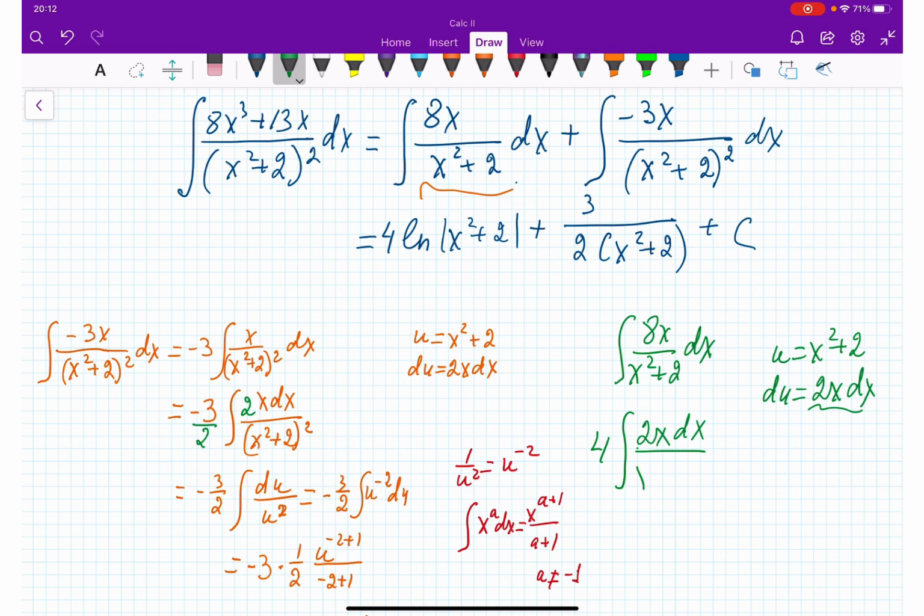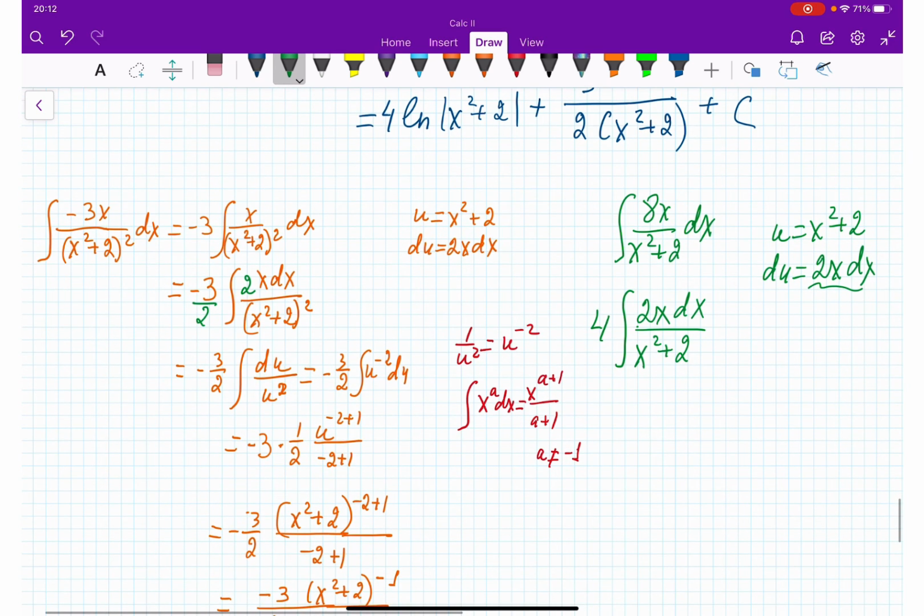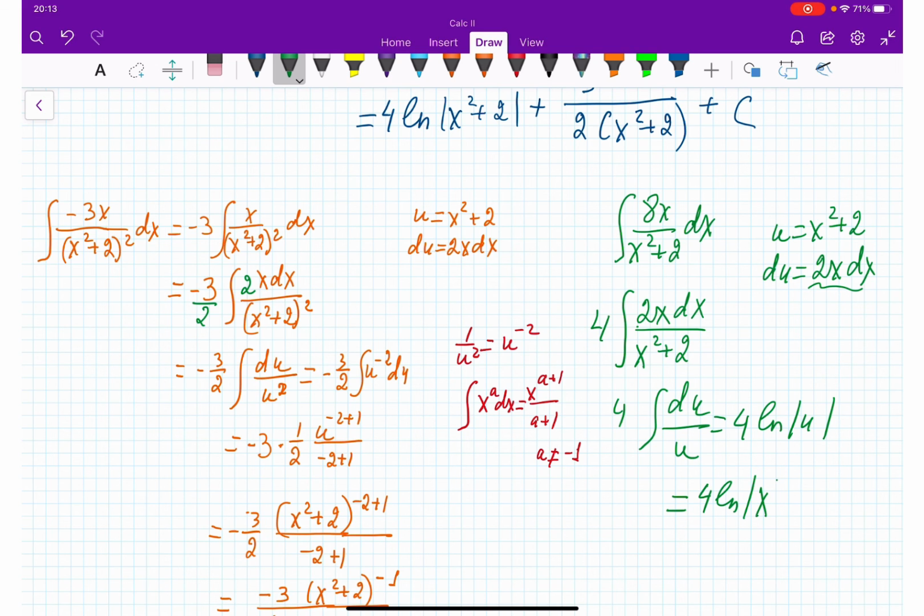Okay, and I will have here x squared plus 2, which means we are going to get 4 times du over u, right? And I will get 4 natural logarithm u, correct? Which, if I substitute back, is 4 times natural log of x squared plus 2. As I mentioned in the first problem also, we have here x squared, so there is no way we will get negative, therefore we don't need to put absolute value. All we will do is put parentheses.